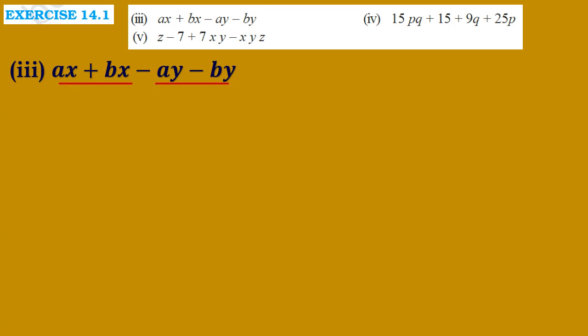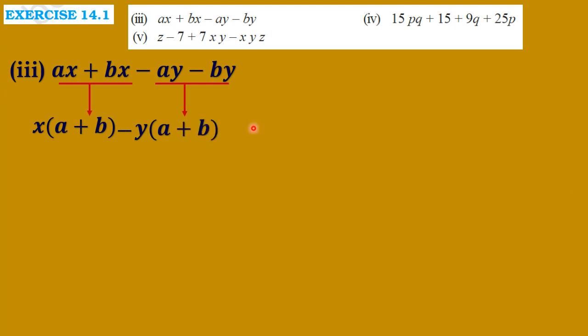So first 2 terms, x is common. So let us take the common factor out. So x into a plus b. Now minus, here it is minus, no, so minus. Here y is common.